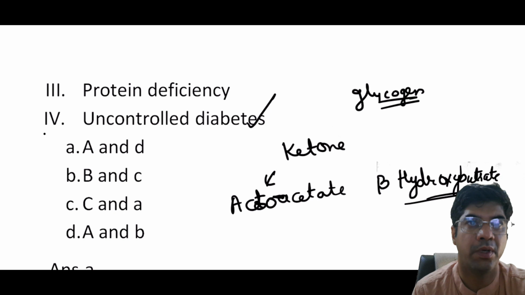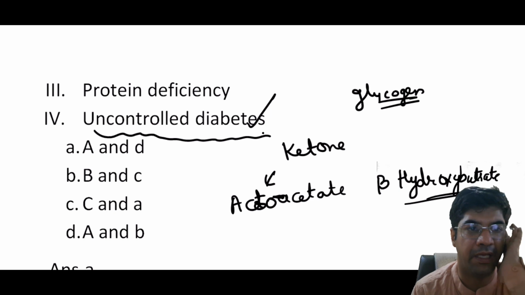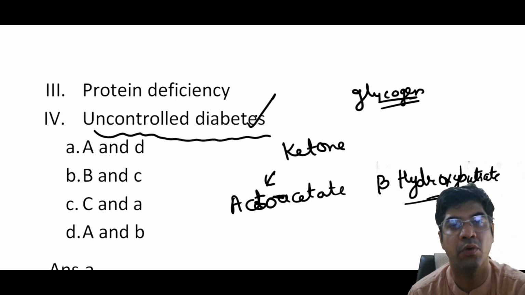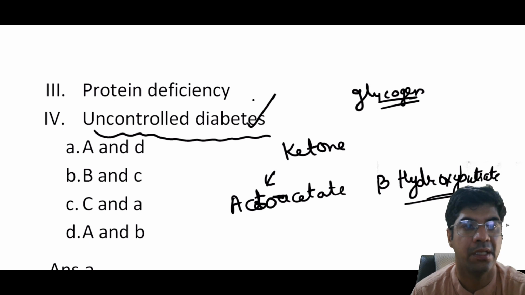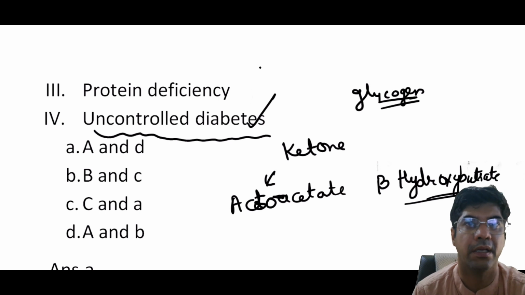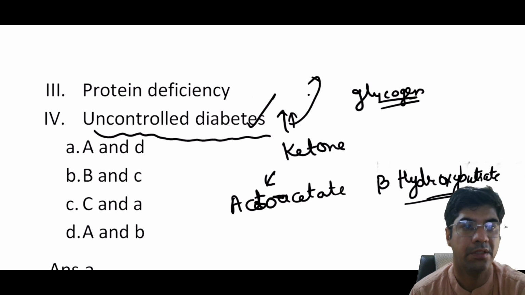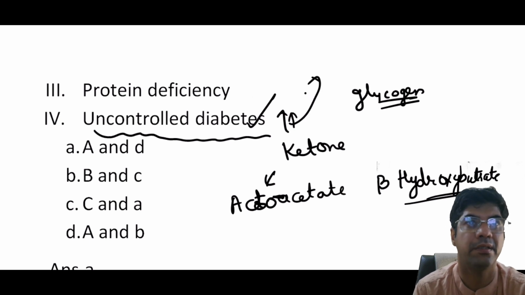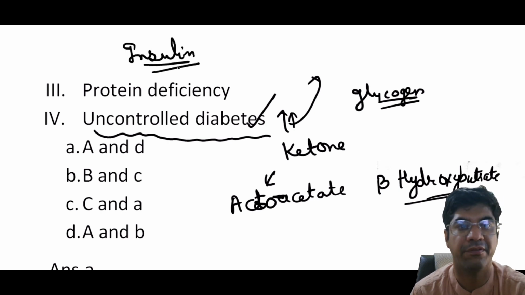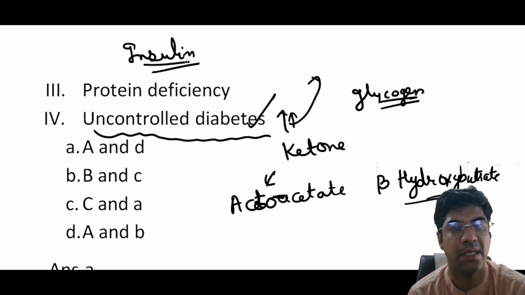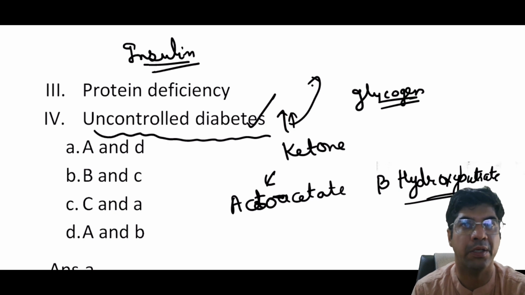The other option is uncontrolled diabetes. In uncontrolled diabetes, there is insufficient insulin to facilitate glucose uptake into the cells. So that leads to increased fatty acid breakdown, and there would be increased ketone bodies produced by the liver. The lack of insulin also prevents the inhibition of ketogenesis, which results in a high concentration of ketone bodies in the plasma that can lead to diabetic ketoacidosis.